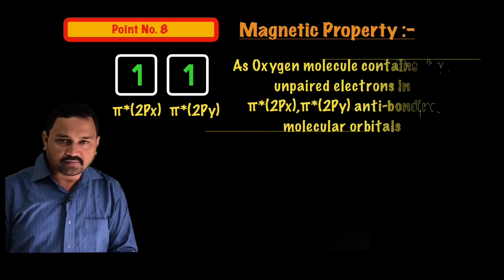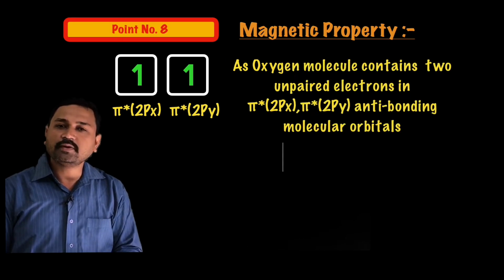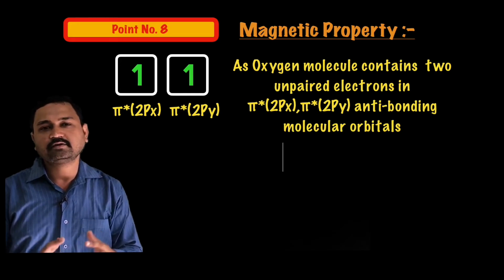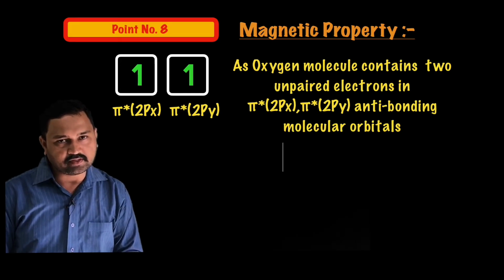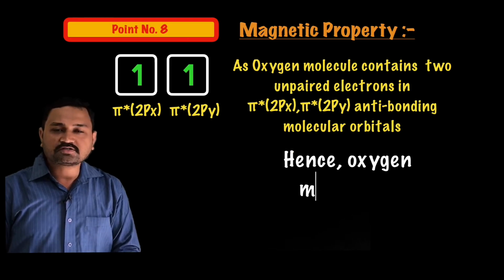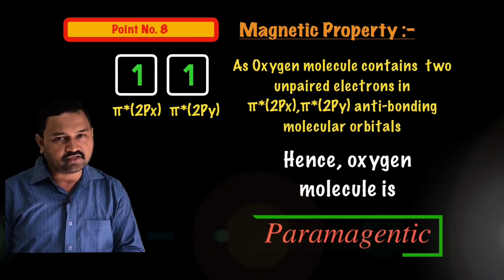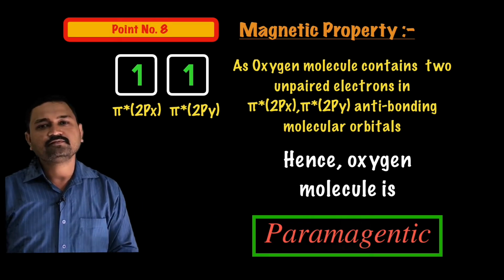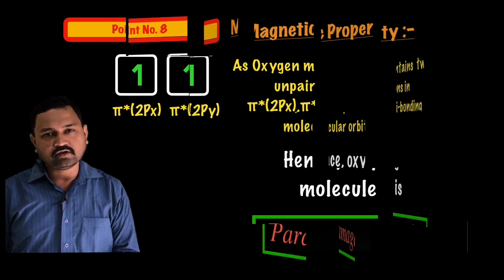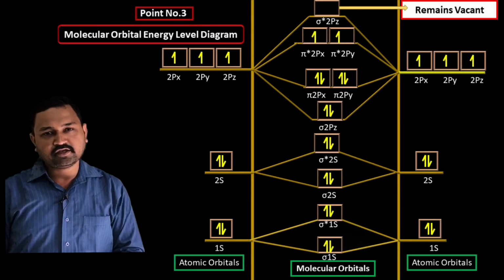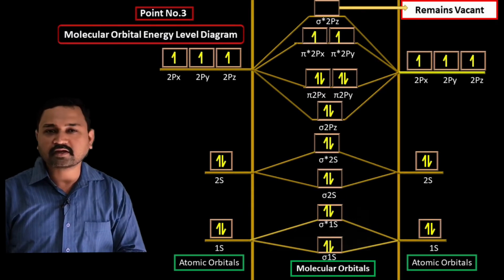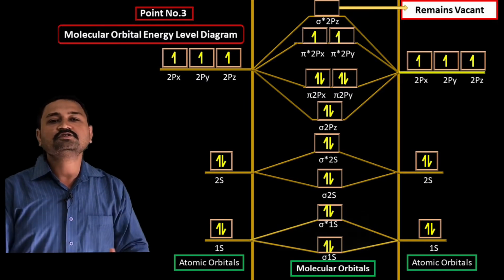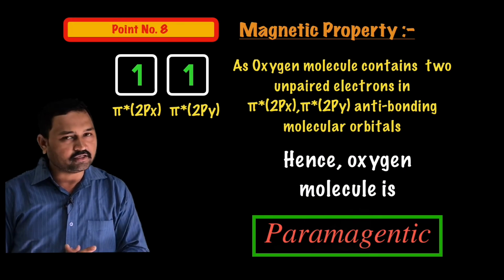Here we can observe that there are 2 unpaired electrons in the pi star 2px and pi star 2py anti-bonding molecular orbitals. Hence the oxygen molecule is paramagnetic in nature. Just now, at the start of the video, we said that the oxygen molecule must be diamagnetic in nature, but experimentally it is found to be paramagnetic in nature. So molecular orbital theory proves that the oxygen molecule is paramagnetic in nature.